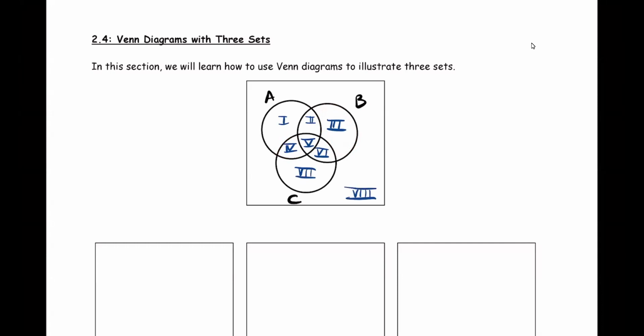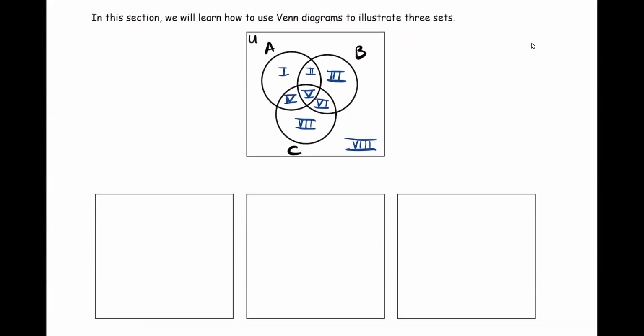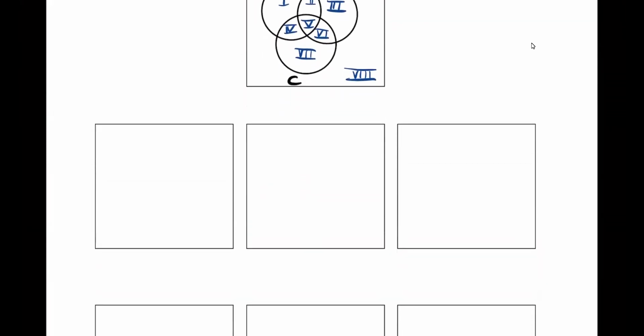Usually they put the U on the upper left corner. The rectangle is the universal set. Maybe I should do that one in black. Okay, there we go. So that's all the regions that we have. Now let's look at some different things that we can do with that.